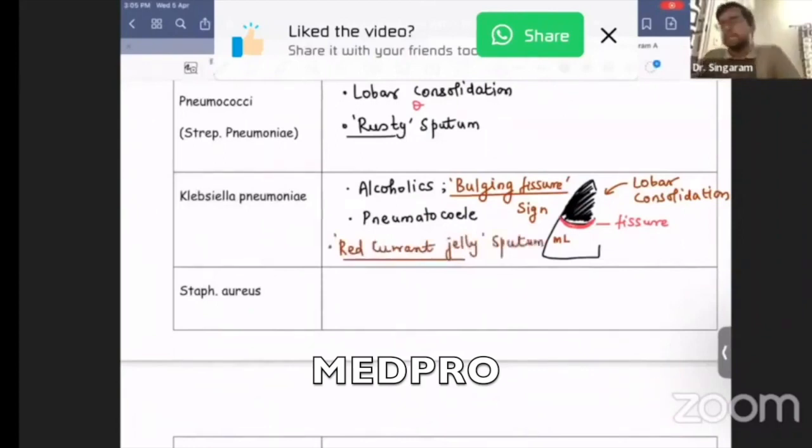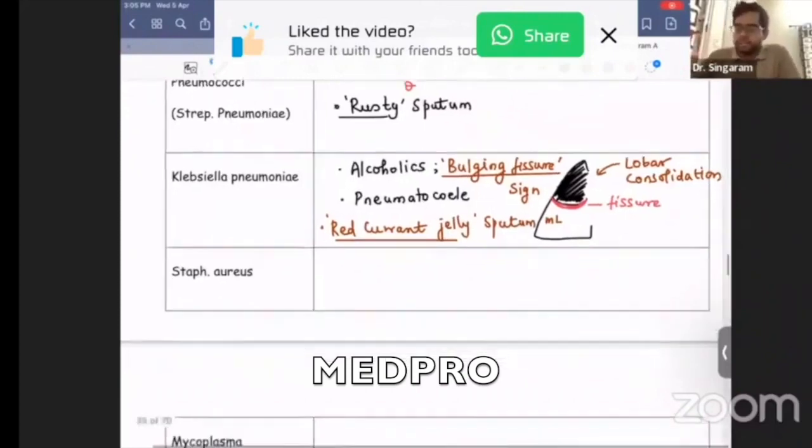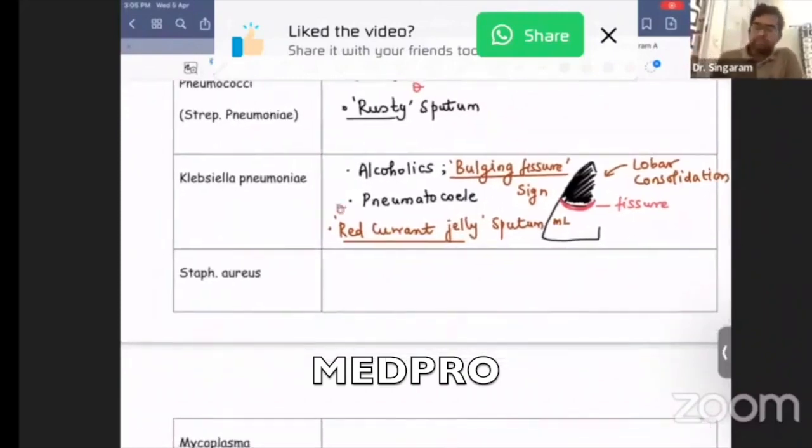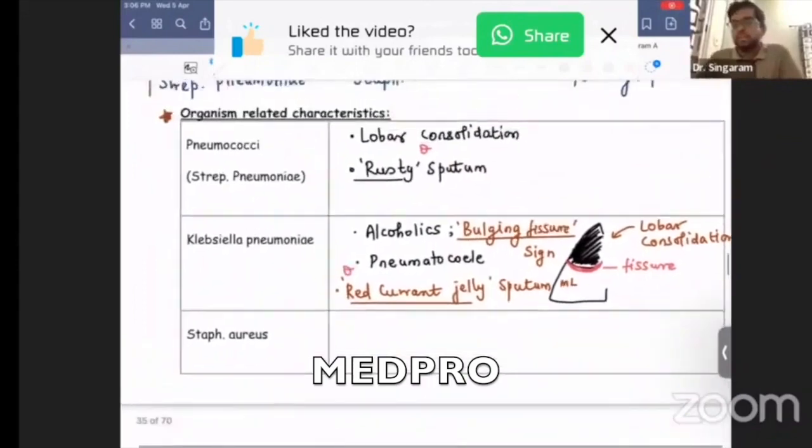Why this red currant jelly sputum? It is because, again, blood is mixed with the sputum. But in addition to blood, there is some mucus also which is coming out, which is giving rise to that jelly type consistency of the sputum. So that's why it's called red currant jelly sputum. But this is an important question again for your exams. So red currant jelly sputum for Klebsiella pneumoniae, rusty sputum for Streptococcus pneumoniae are two very important questions.